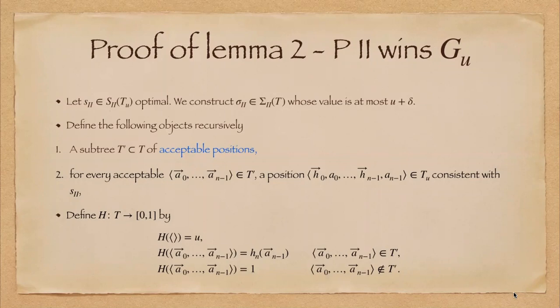Okay? And these h0 to hn minus 1, I wrote the vector sign above the h instead of above the a's. But what I meant is that these h0 to hn minus 1 are also defined recursively, for every acceptable position. And also we are going to define a function h, similarly to the one that we had before, some, as Arkady said, some promise, but now it's a promise of player 2.